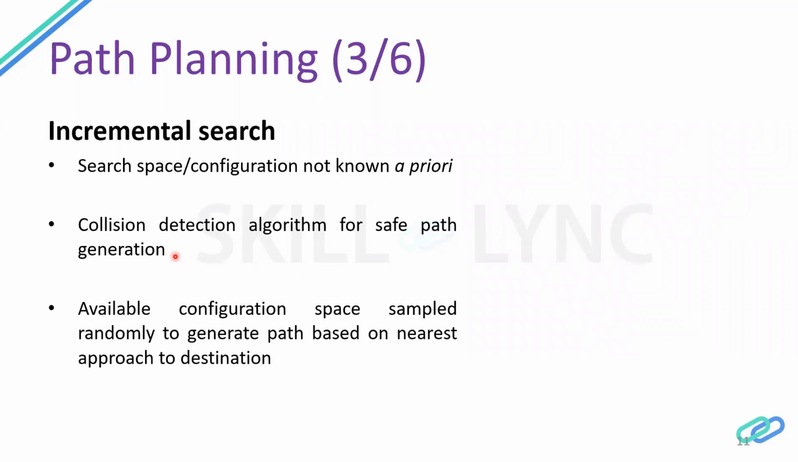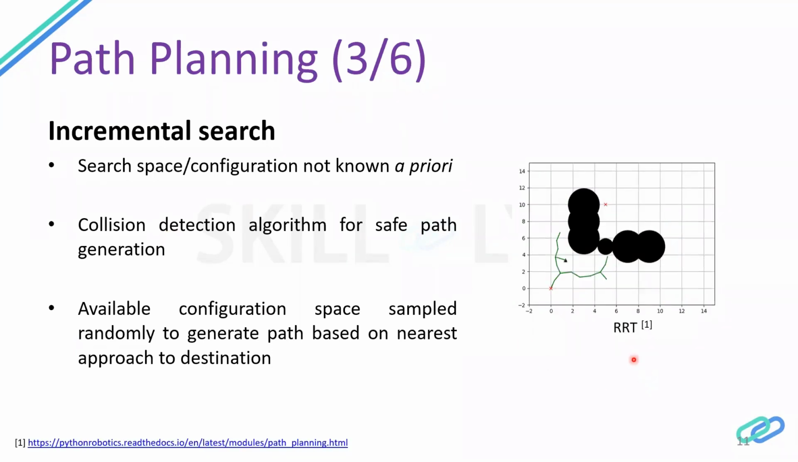Now, to design collision-free paths in such a space, a collision detection algorithm is also incorporated within the search. And then the configuration space is randomly sampled to generate a path to the nearest destination. An example would be RRT, that is rapidly exploring random trees. And that's also a very commonly known technique.